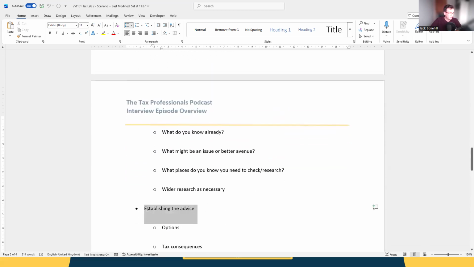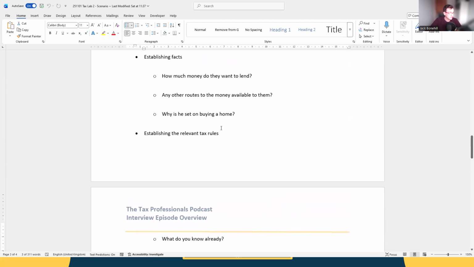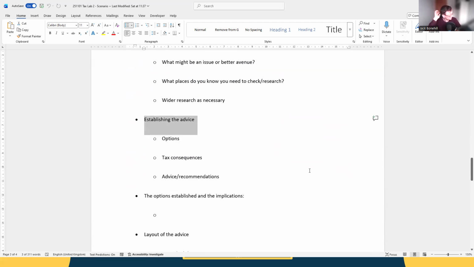So this in reality ends up happening almost simultaneously to establishing the relevant rules and doing some research, etc. But then once you've done all of that, you need to make sure that you're clear on the advice that you're going to give. You might not know the exact words you're going to use or the detail that you're going to go into, but by the time you've done all the research and you've thought about it, you should be able to figure out what essentially do I want to say to this person? Are we going to advise that the route they suggested is good and there's minimal tax implications? Have we got better options here that are going to save them a lot of money?